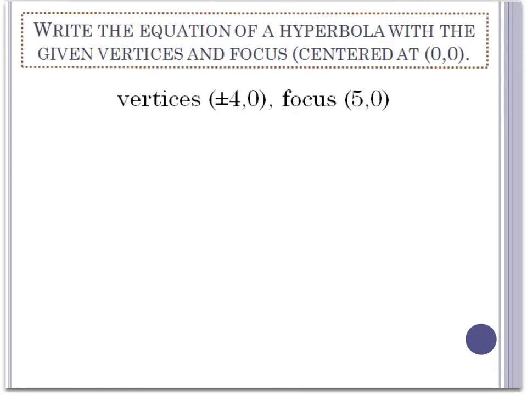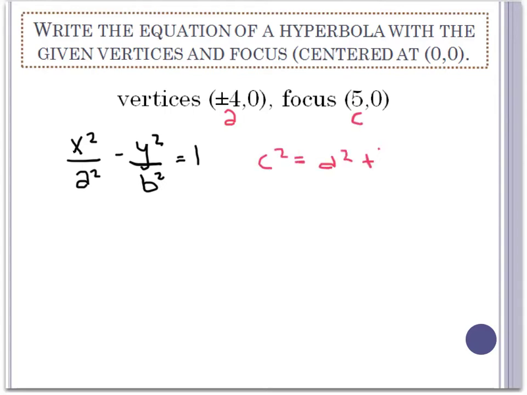So now we want to write the equation of a hyperbola with the given vertices and focus, and we're going to be centered at the origin 0, 0. Now because our vertex and our focus are both located on the x-axis, I know that I have a horizontally oriented hyperbola, and since I'm at 0, 0, this is going to be our standard base equation. So I need to find a and b. Well, I was given a and I was given c. So using our Pythagorean relation, 5 squared equals 4 squared plus b squared.